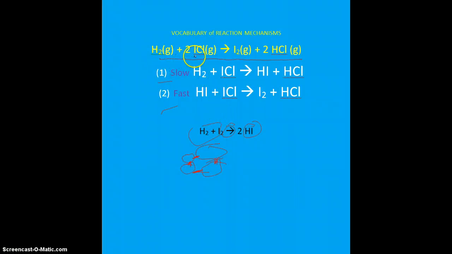And so what really happens in this reaction here is that a hydrogen molecule will collide with an iodine chloride molecule and will produce hydrogen iodide and hydrogen chloride. And you may be saying, well, what is going on here? Hydrogen iodide has absolutely no role in the reaction. And that's true. It is what is called an intermediate.